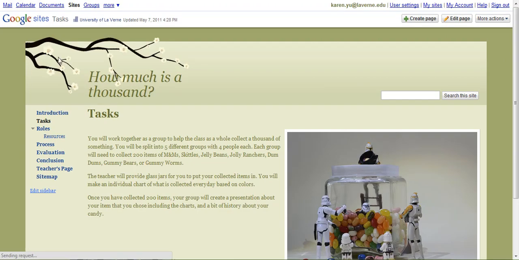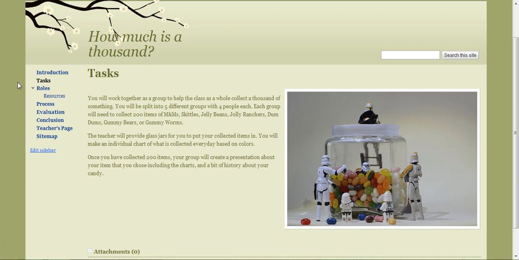On this page I outlined pretty much the general idea of what this WebQuest is supposed to do, or what they're supposed to do in this WebQuest. They'll be split up into different groups with 4 people in each group. You can have more than 5 groups, and each group will get to pick what type of candy they want to collect from. And this kind of just tells them a generalized idea of what they're going to do.